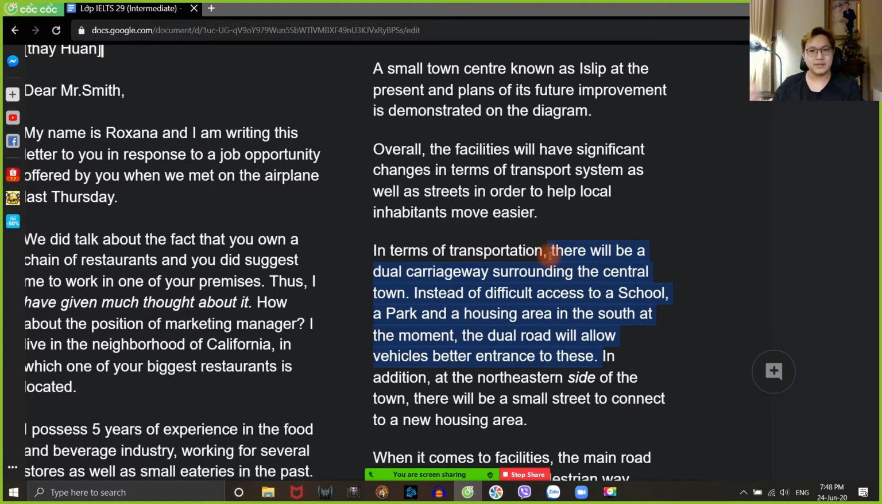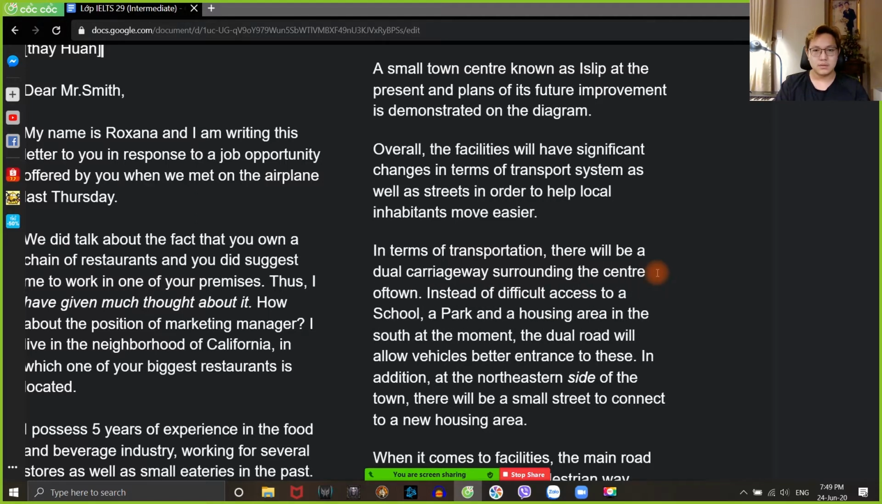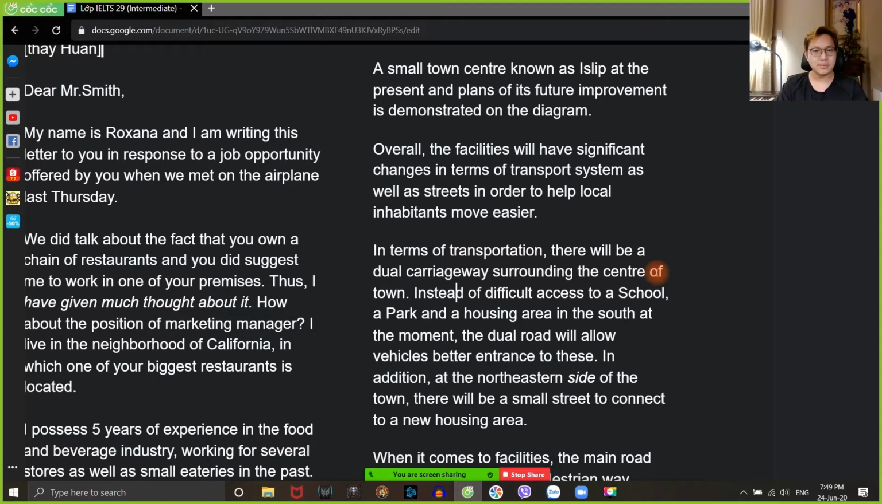Nhưng mà cái câu này, cái dual carriageway này thực sự chỉ có thông tin là dual carriageway thôi. Nhưng mà nó không cho một cái thông tin rõ ràng nào thêm so với cái overall. So this basically what you wrote here, it doesn't really provide any extra information compared to the overall. Okay, the center of town. Yes, but this sentence doesn't really provide any more information. Cái câu này thực sự đâu có cung cấp thêm thông tin compared to your overall, yeah? You understand what I'm saying?